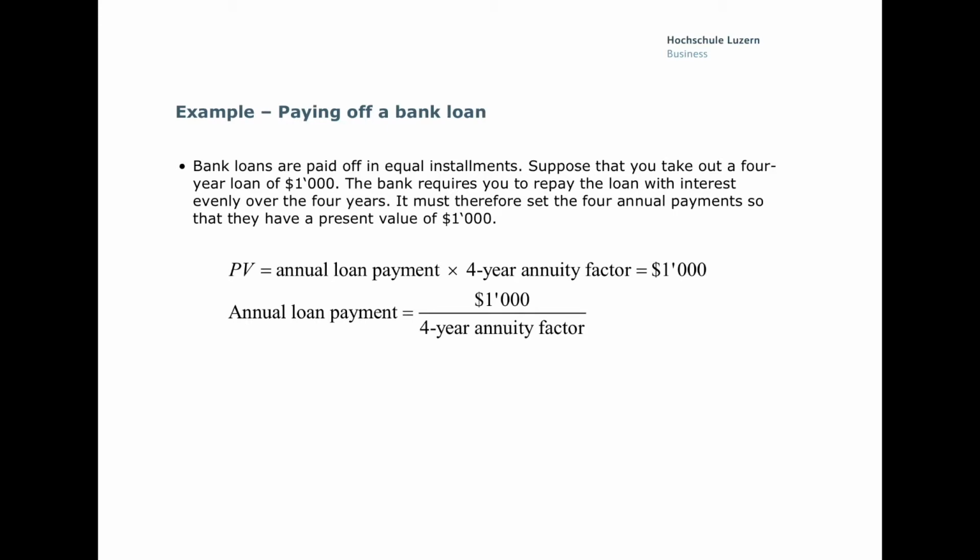The next example illustrates how to use the concept of an annuity to determine annual loan payments for a bank loan. Bank loans are paid off in equal installments. Suppose that you take out a 4-year loan of $1,000. The bank requires you to repay the loan with interest evenly over the 4 years. The 4 annual payments need to have a present value of $1,000. To obtain the annual loan payment, we simply divide the $1,000 by the 4-year annuity factor.